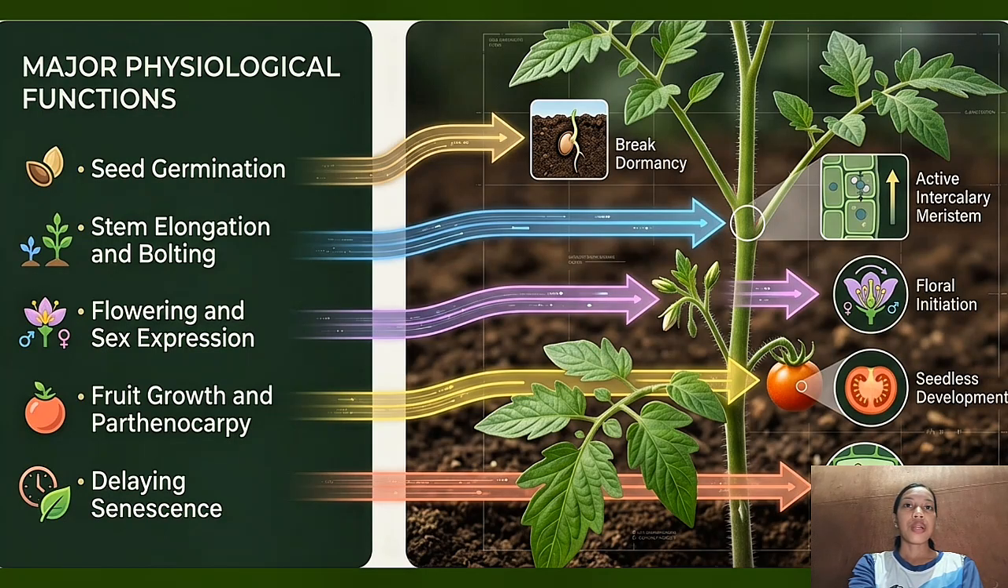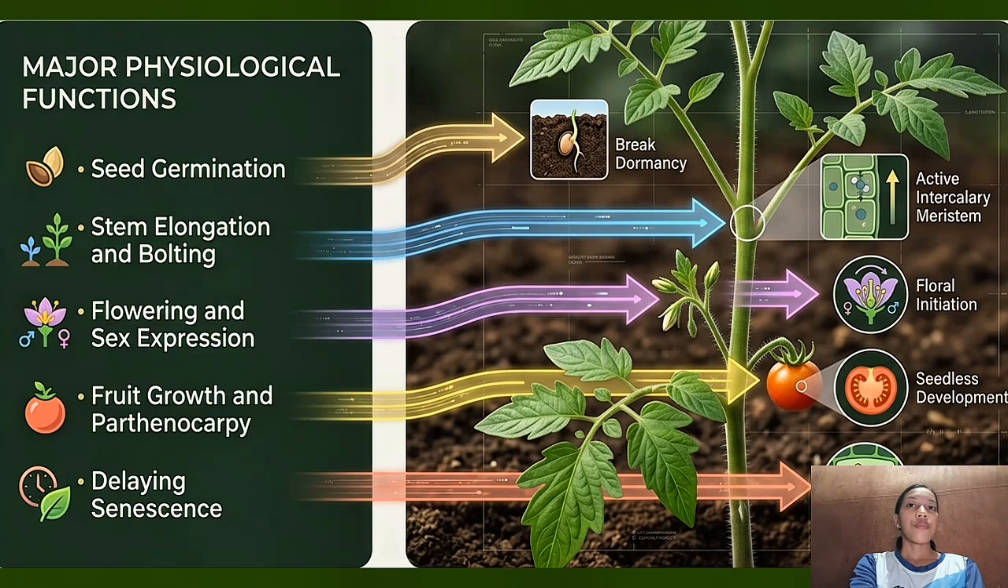Stem elongation is the increase in stem length, helping the plant grow taller and receive more sunlight. Bolting is the rapid growth of the flowering stem, especially in plants like lettuce and cabbage, before flowers and seeds are produced. The third one is flowering and sex expression. Plant hormones regulate the formation of flowers and influence whether male, female, or both types of flowers develop. This is important for successful pollination and reproduction.